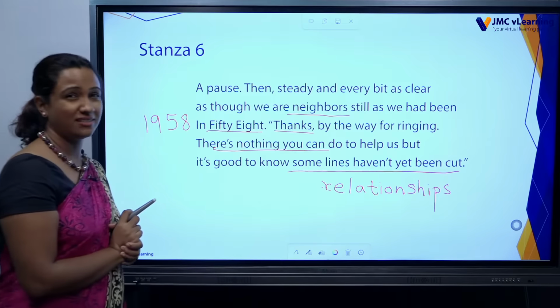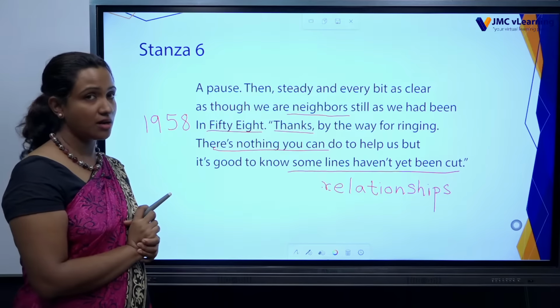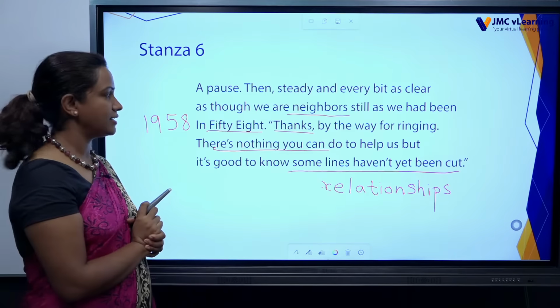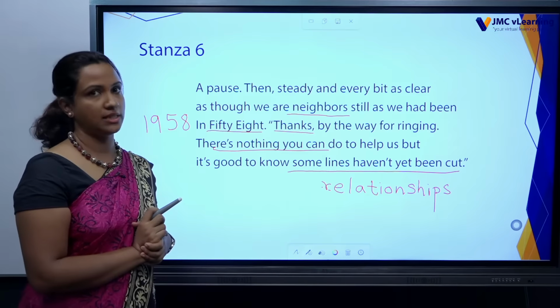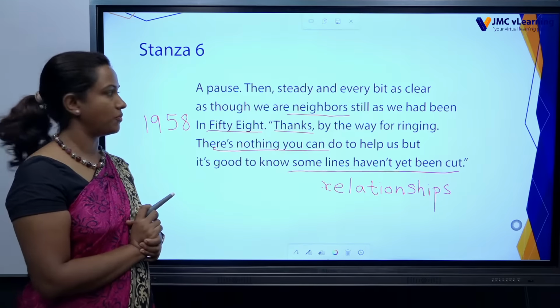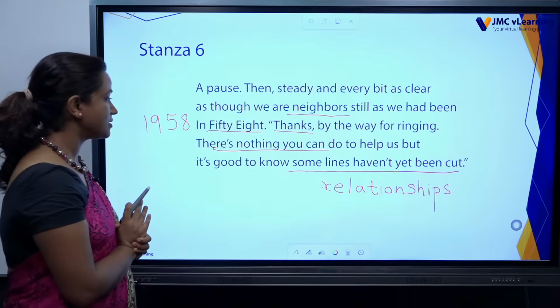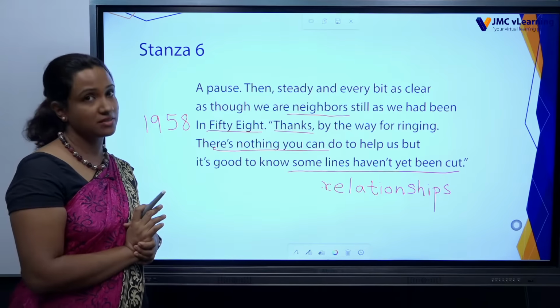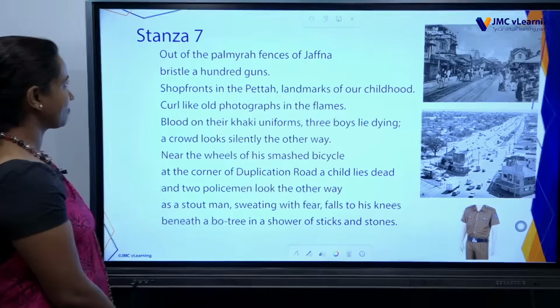Ironically, he says that there is nothing you can do. This is inevitable. You can't change. Nobody can change. The danger is coming our way anyway. So no one, neither Sinhalese nor Tamils, can stop it. It is inevitable. There is nothing you can do to help us. But it's good to know that the relationships are still there. So let's look at the next stanza.